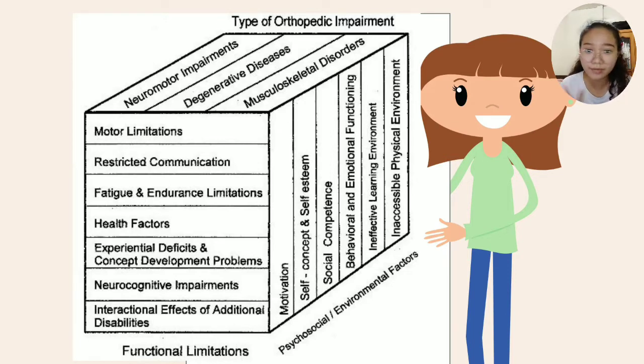So these can also affect their behavioral and emotional aspects such as their motivation, self-concept and self-esteem, social competence, and among others. So considering these challenges, as teachers, we have to assess them. What limitations do we have in our student with orthopedic impairment? After analyzing, we can then start to come up with the right accommodations and modifications the student needs.